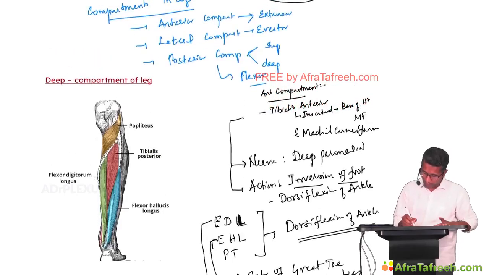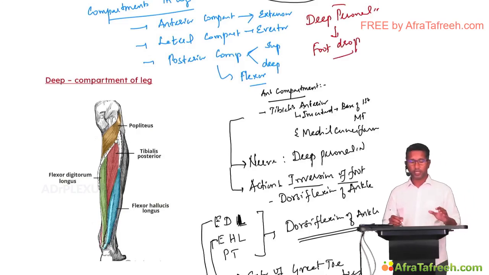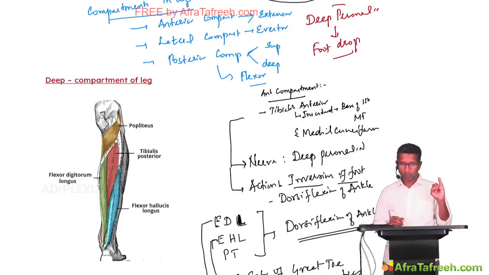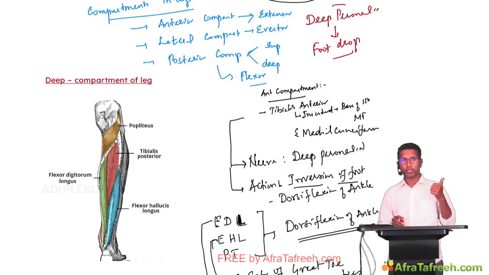So the take home message is, when the deep peroneal nerve is injured, it results in a drop called foot drop. Please remember this, guys. The anterior compartment muscles are four: tibialis anterior, extensor digitorum longus, extensor hallucis longus, and peroneus tertius.